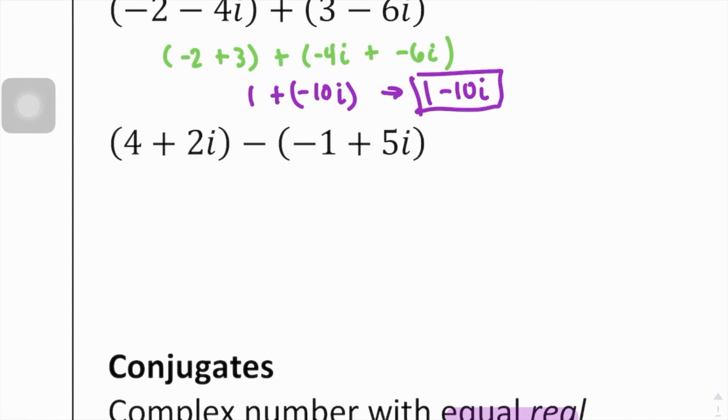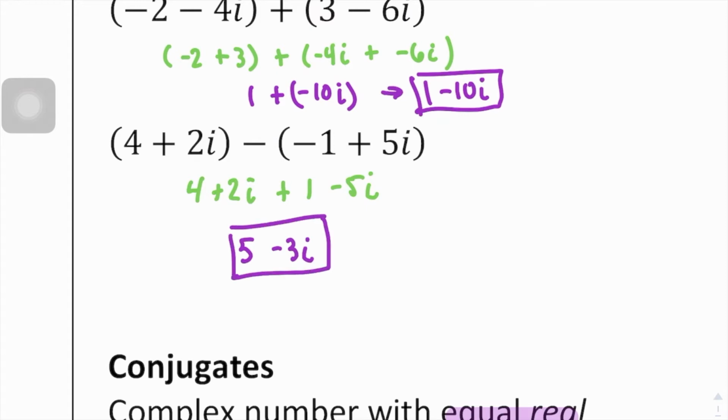So here we're going to end up subtracting. When you subtract, you want to think about distributing that subtraction sign to the next complex number. So when we're working with it, we've got 4 plus 2i plus 1 minus 5i. Now we can combine the like terms, and we're going to have 4 plus 1, which is 5, and then 2i minus 5i gets me a negative 3i. So that's going to be our answer here.